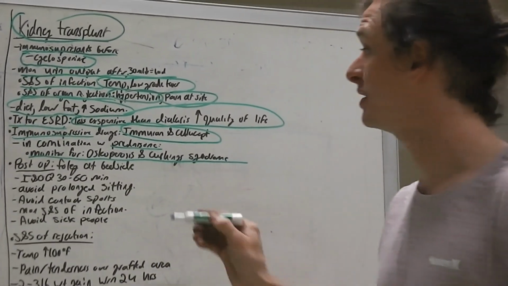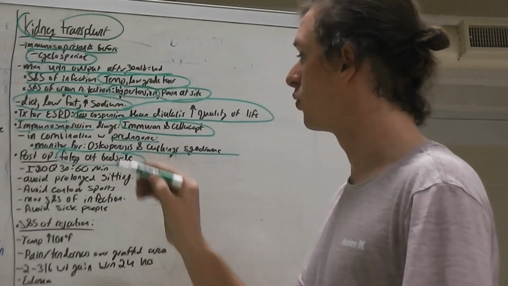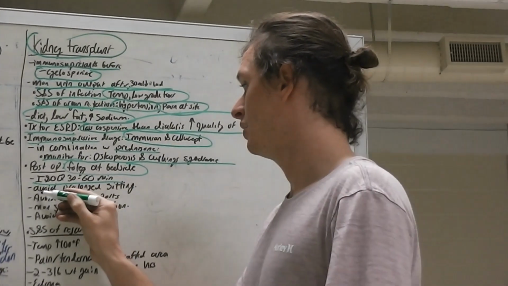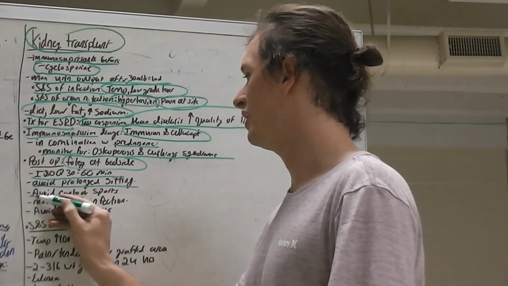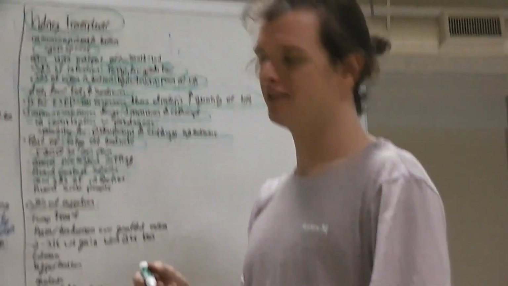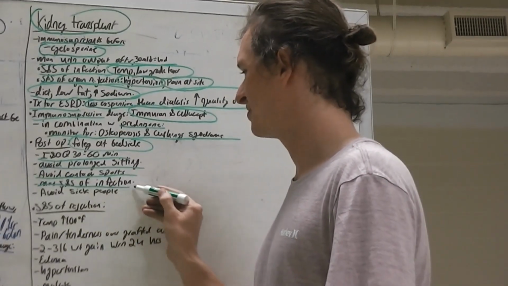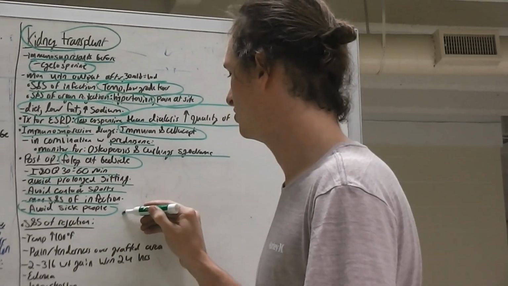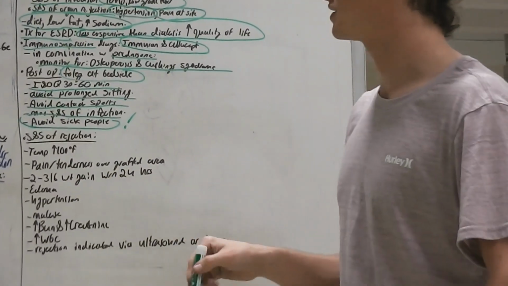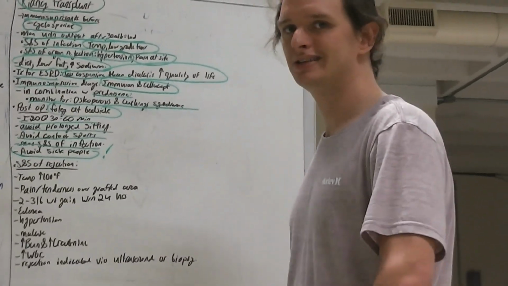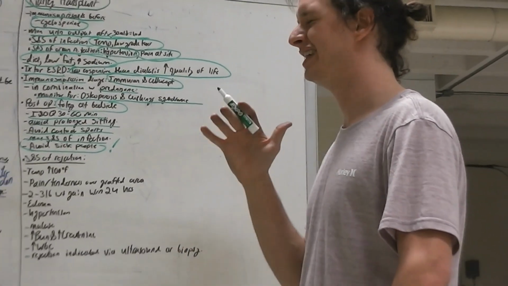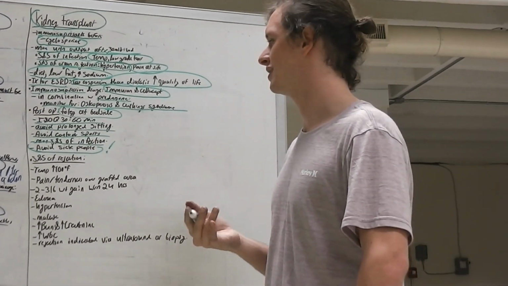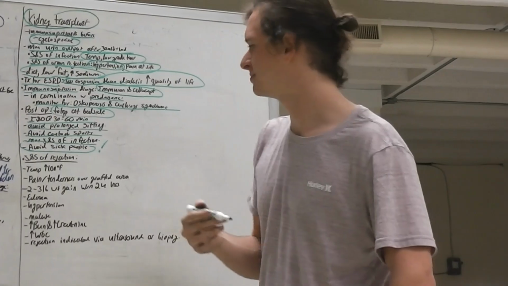Post-operation of a kidney transplant, we need to have a Foley at the bedside ready to go. Intake and output every 30 to 60 minutes. We need to avoid prolonged sitting and avoid contact sports, obviously. Monitor for signs and symptoms of infection, and avoid sick people. Just do that anyway, that's always a good thing to do. Another thing is if it's a cadaver kidney transplant, it's going to take longer for the urine output to return than with a live one, but I didn't think that was important, so I didn't put it on there.